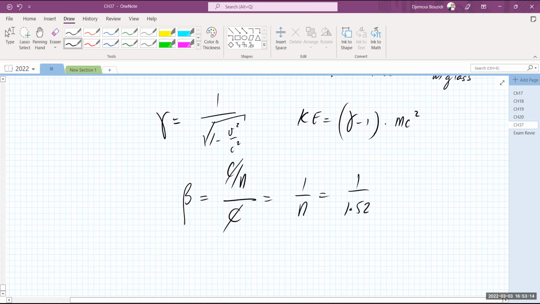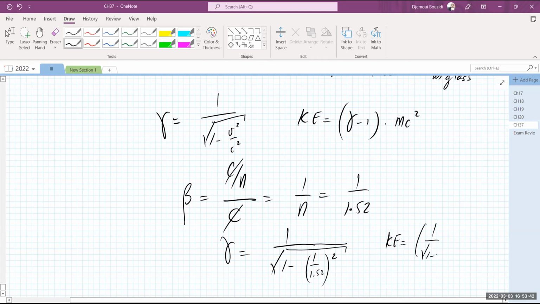Now if I plug in this value, I can find gamma first, which is 1 over the square root of 1 minus 1 over 1.52 squared. So I have the value of gamma. All I have to do is substitute it in there, and I find the kinetic energy. So basically, the kinetic energy for these electrons needs to be equal to 1 over the square root of 1 minus 1 over n squared, minus 1, times the mass of the electron times c squared.